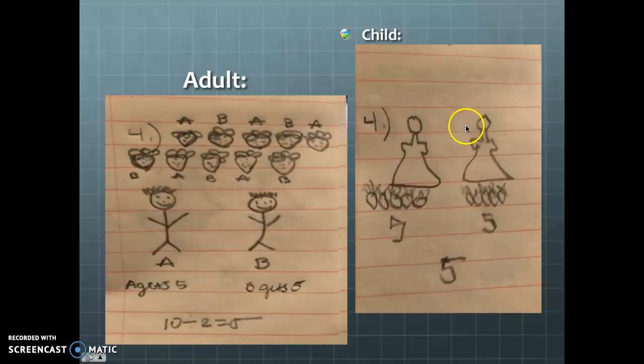The child did the same thing. There are 2 friends here, and it looks like this friend has 1, 2, 3, 4, 5 strawberries. This one has 1, 2, 3, 4, 5. They both have 5, so he came up with the answer 5.